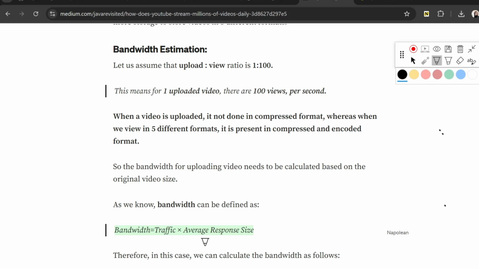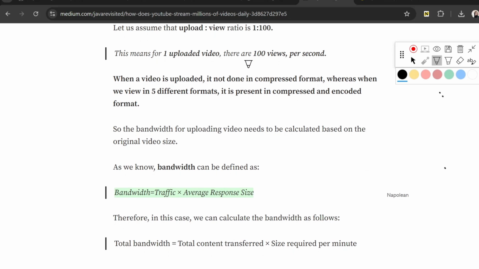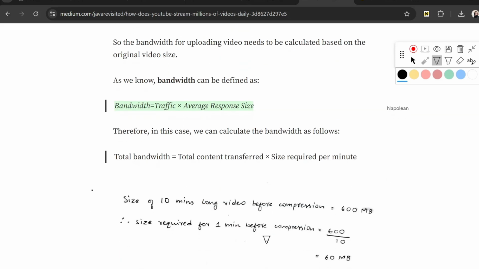This is the formula for bandwidth: traffic times average response size, which means how much content you are transferring and what the size of that content is, let's say per minute. In this example, I have a 600 MB video and the video is 10 minutes long, which means 1 minute before compression is 60 MB. So every 1 minute I'm uploading 60 MB of video as just one user.